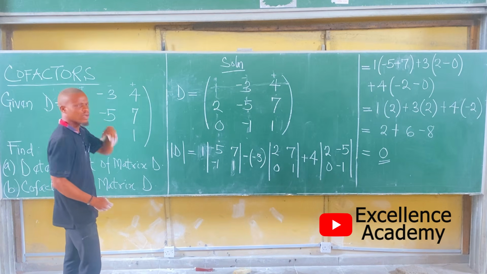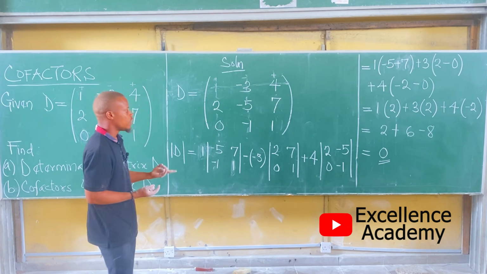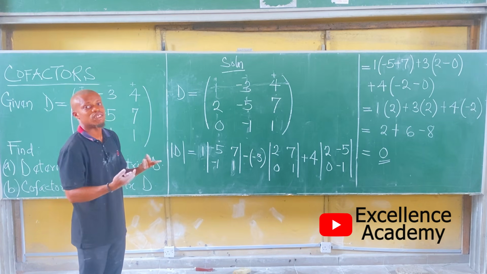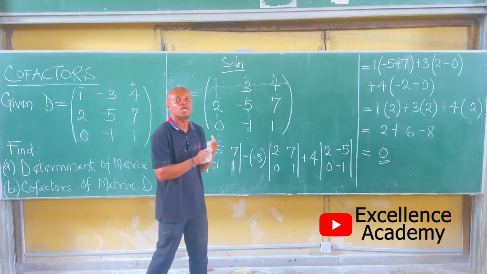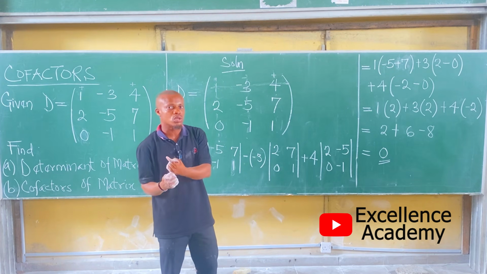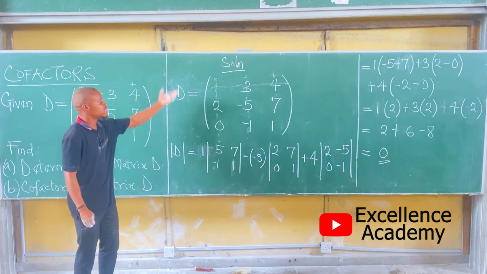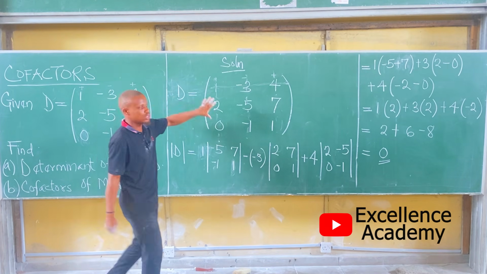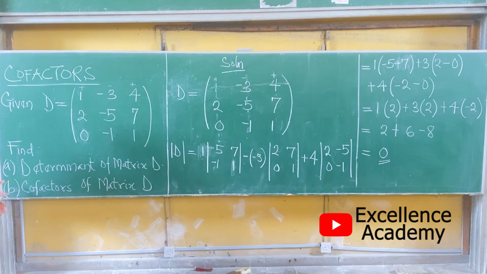A matrix that has the determinant to be 0 is called what? A singular matrix. Please remember that. A matrix in which the determinant is 0 is called a singular matrix. So that is a type of matrix, right? So we've gotten that our determinant of this matrix is equal to 0. Okay, so let's look at the B part of this question.